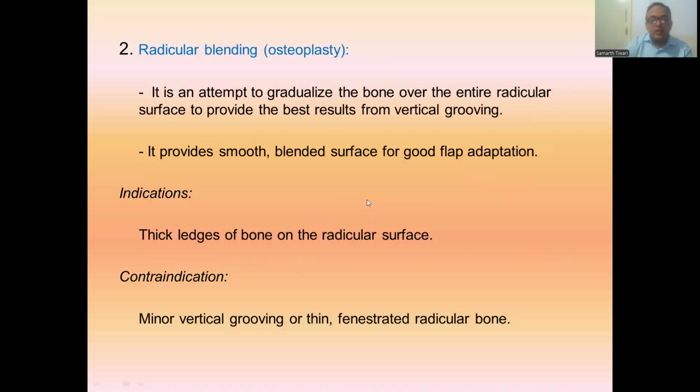Then the second step is radicular blending. It is an attempt to gradualize the bone over the entire radicular surface to provide the best results from vertical grooving. It provides a smooth blended surface for good flap adaptation. Indication: thick ledges of bone on the radicular surface. Contraindications include minor vertical grooving or thin fenestrated radicular bone.